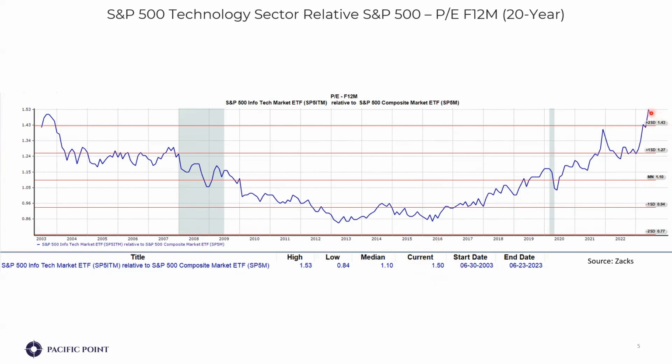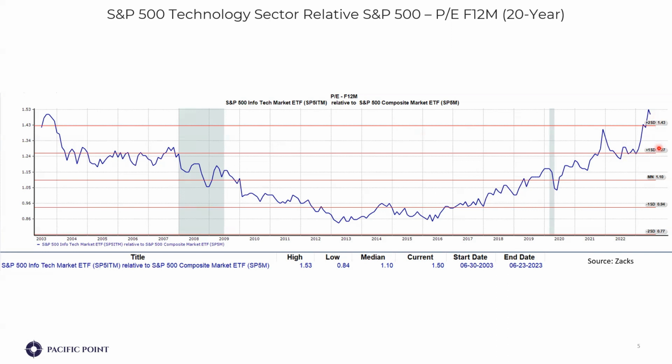Okay, so certainly some mean reversion here is probably due, and that's what we're going to be looking for. And again, it can take place in many different ways. Obviously, if you take a look at the ratio itself, you can get a collapse in tech sector valuations relative to the S&P 500 that would cause us to mean revert, or the S&P 500 itself could rally ex-tech, and that would bring this ratio down as well.